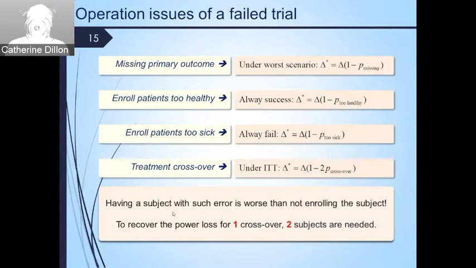So having a subject with these kinds of errors is worse than not enrolling a subject at all. And in fact, in the case of the treatment crossover, ITT analysis, to recover the power loss for 1 such error, you need 2 more subjects. So it's better not to enroll a subject at all if you're going to have one of these errors.